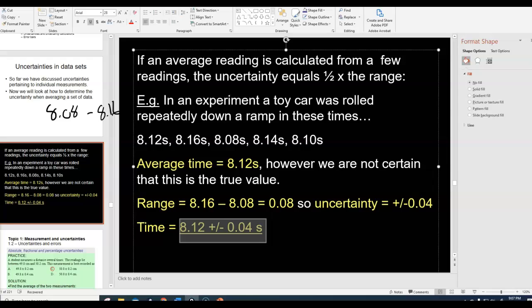So we've talked about how to choose a reasonable uncertainty for individual measurements, but this is how you'd find the uncertainty for an average value, which you do all the time in science because you're always trying to average values to reduce the random error in your experiment.